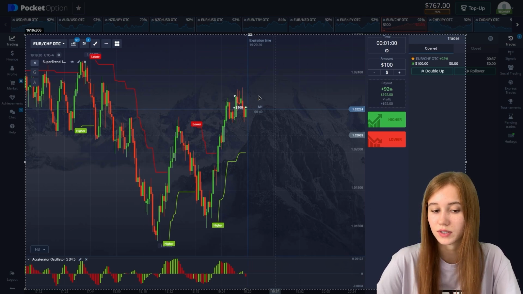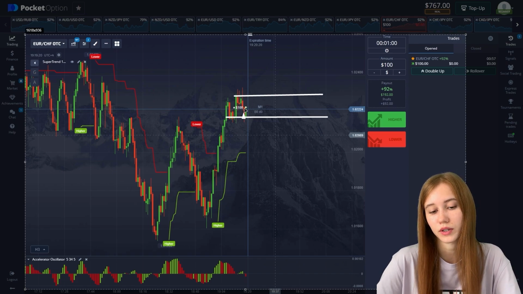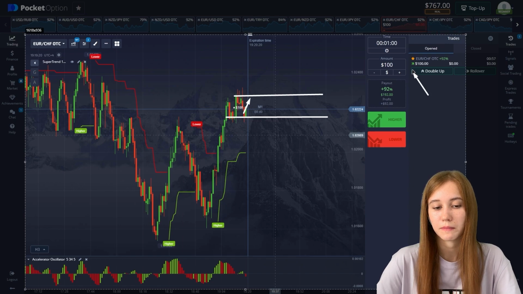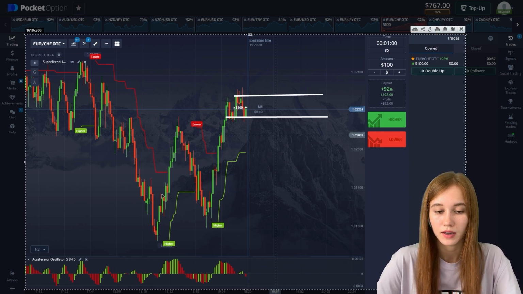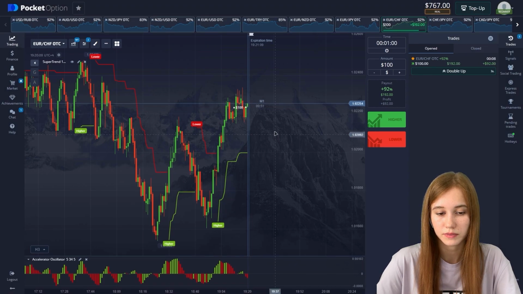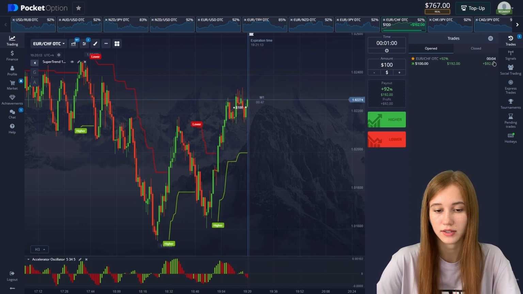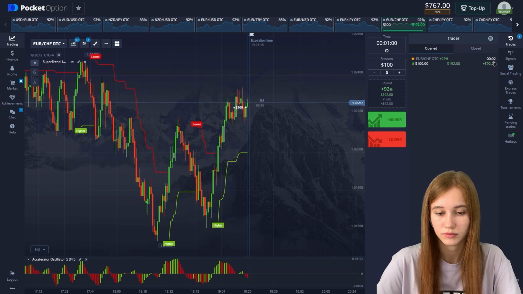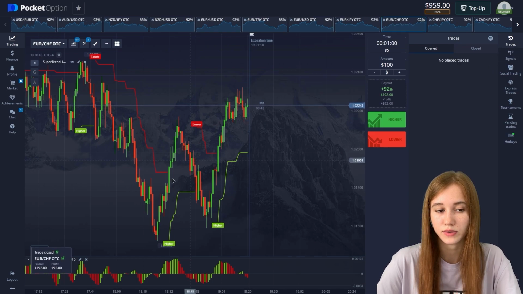Also, if we see a resistance level and the support area, we will move towards this resistance area during the consolidation period. So we opened up, and the super trend also shows an increase, corrections. Let's see, 5 seconds left, and your profit is $92. Good.